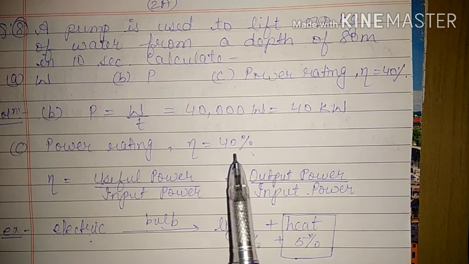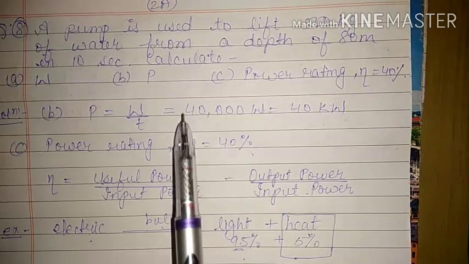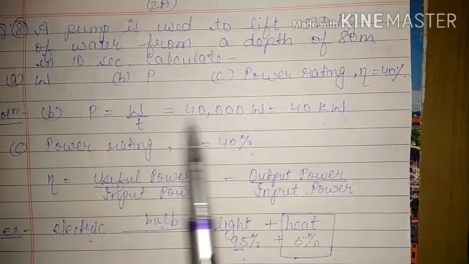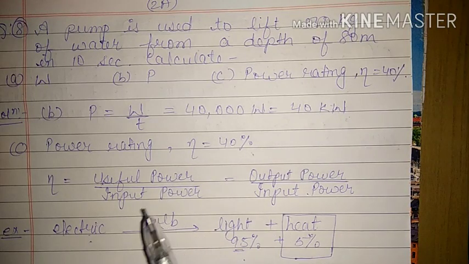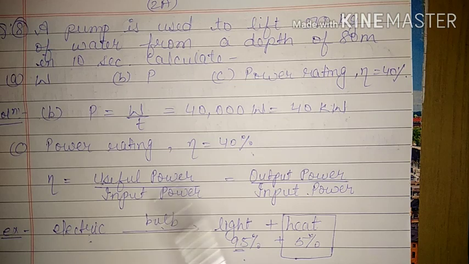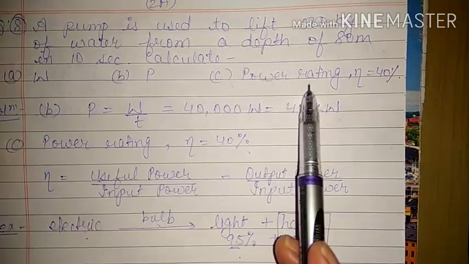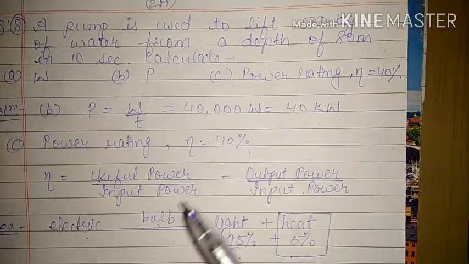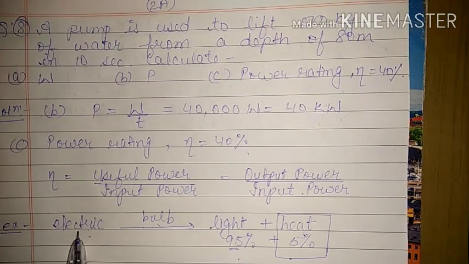That means output power we will get 40%, and here in the second part we have calculated the power consumed. That means first we calculated the amount of work done, and then we calculated how much power the machine has used in doing that work. So this power is power output, and power rating means power input. That means how much power initially we have given, that is power rating, that is power input.